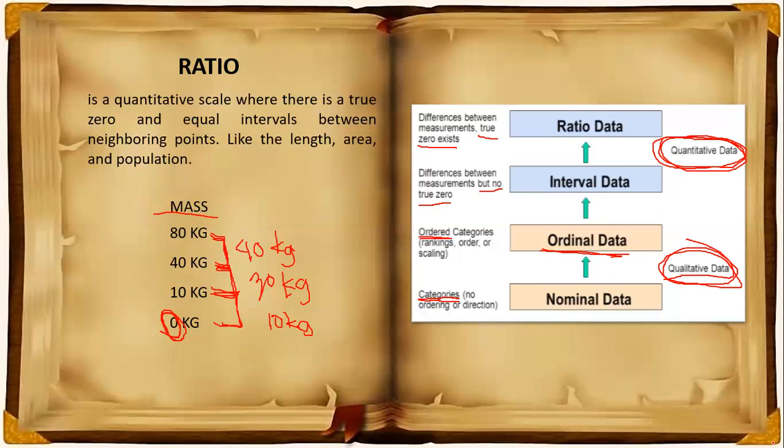Any questions or clarifications about the four types of measurement scales before we proceed to the challenging topic for today's video? Okay, very good. Now, class, we are moving on to the most difficult topic in statistics.